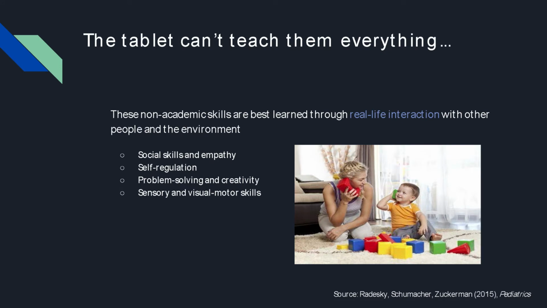All right, so going off of that, we know that the tablet can't teach kids everything. There are certain non-academic skills that are best learned through real-life interaction with other people in the environment, like social skills and empathy, self-regulation, problem-solving and creativity, and sensory and visual motor skills. So before, when I was talking about how we think that maybe the touch screens can provide some good hands-on skills, that might be true to some extent, but we also know that kids learn sensory and visual motor skills, problem solving, self-regulation, social skills, empathy, they learn those things best from actual real-life interaction with the environment and with other people.